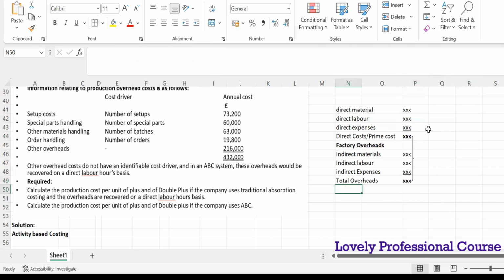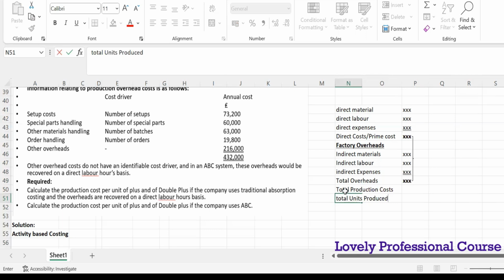So if you add this direct prime cost, or this direct cost, with this total overheads, you're going to have total production cost. And if you divide it by the total units produced, if you add them, you will have total operation cost, and you divide it by the units produced.